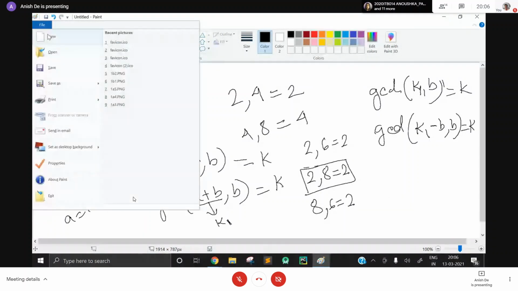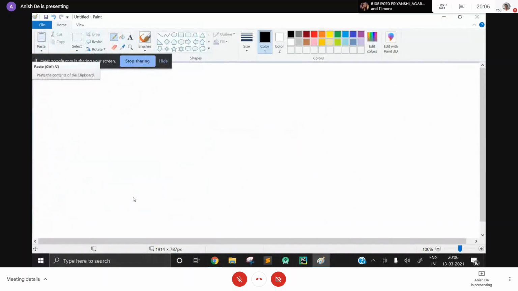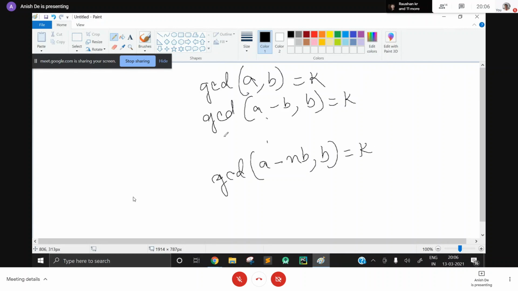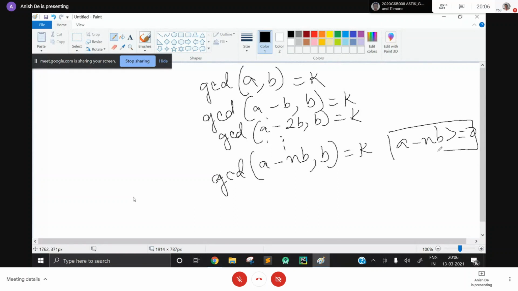So what we have seen is that if GCD of A comma B equals K, then GCD of A minus B comma B will also be equal to K. Now we can continue this, and we can also write GCD of A minus NB comma B is also equal to K, because GCD of A minus 2B comma B will also be equal to K, and so on, such that A minus NB is greater than or equal to 0. Now is this clear?